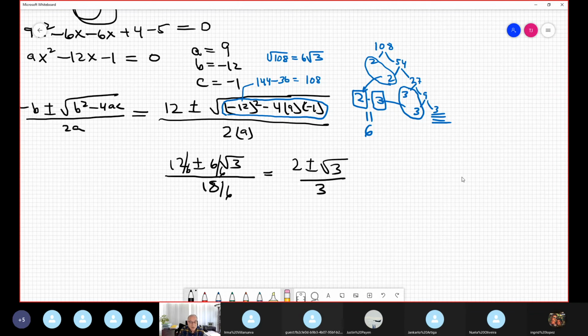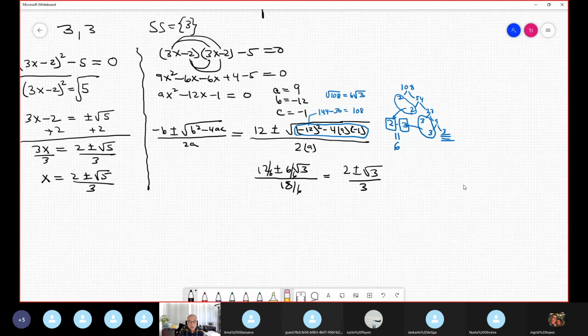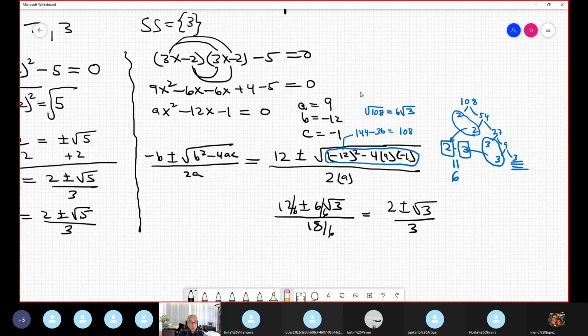Let me compare this answer and the other answer. Something is wrong. Why is it wrong? Maybe the division. It's possible. Let me try again. Negative 12, okay. Maybe it's this algebra. Let me come back again. This is negative, positive, negative. This is correct, I suppose.